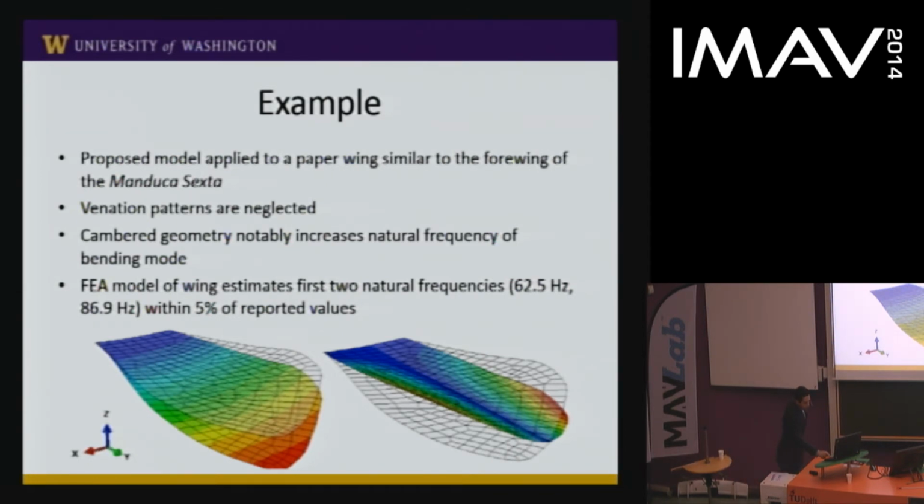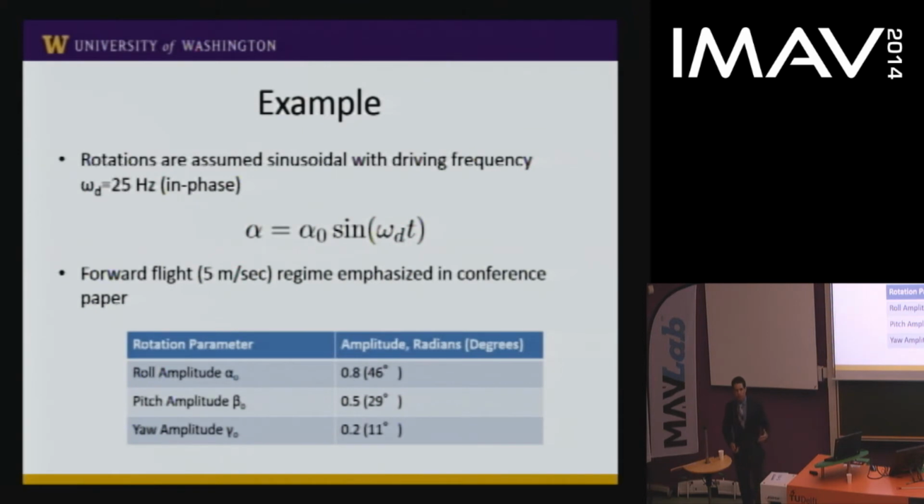The next thing that we'll do is assume some rotation profiles. The formulation can accommodate arbitrary rotations, but for the sake of simplicity, we'll assume that they're harmonic and in phase at this time. These are the rotation amplitudes for an insect in forward flight at about 5 meters per second. This is just taken from the literature, and certainly you can use any rotation amplitudes that you'd like. The driving frequency that we've used is 25 hertz, which is consistent with that of an actual hawk moth in both forward flight and hovering flight.